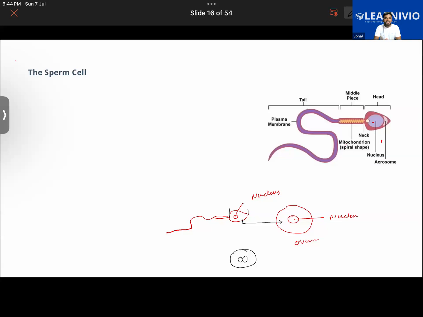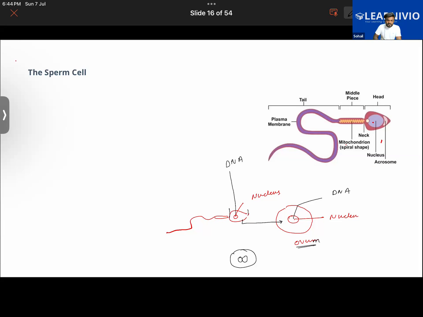Right now we are learning about the structure of the sperm cell. We see that the body of the sperm cell is divided into three parts: head, middle piece, and tail. Inside the head, you would have a nucleus, and inside the nucleus, we have DNA. Then this is the ovum, the female sex cell. It also has a nucleus, and inside the nucleus we have DNA. Getting it, guys?